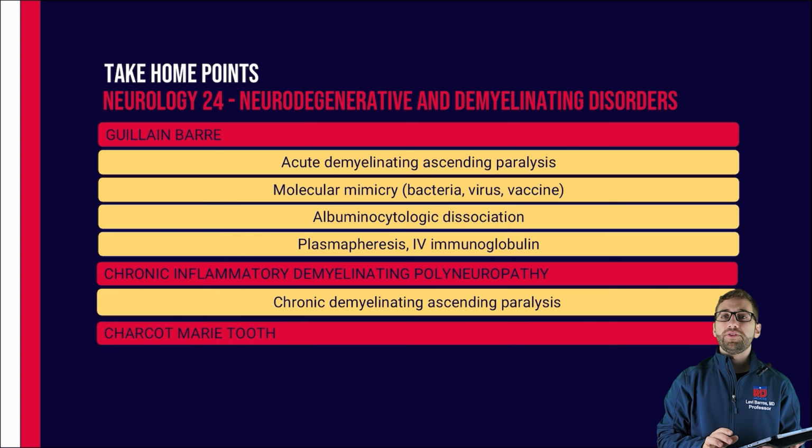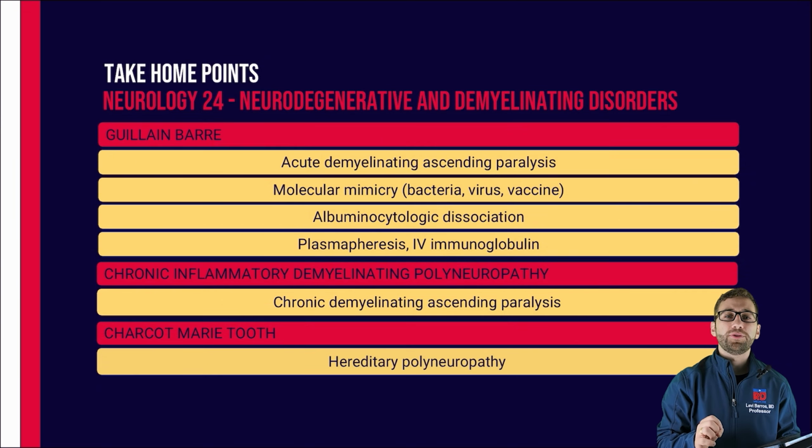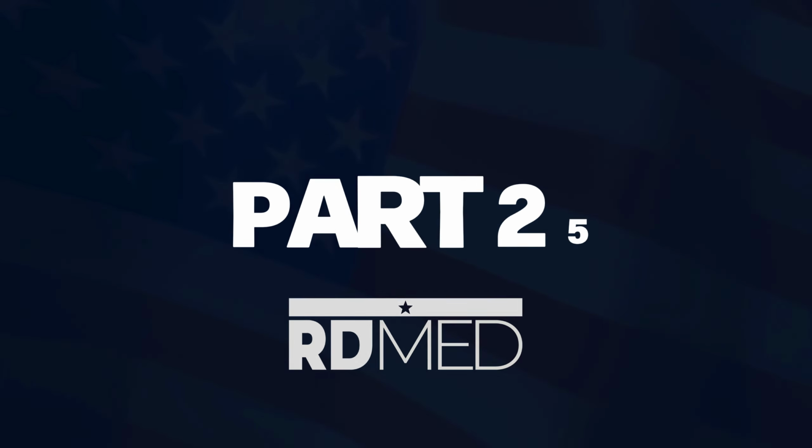Finally, Charcot-Marie-Tooth disease is a hereditary polyneuropathy characterized by foot deformities and chronic peripheral neuropathy. It affects both axonal and demyelinating functions and typically presents in childhood or early adulthood.